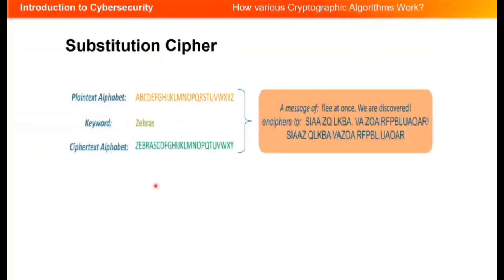This is an example of substitution ciphers. So we see the keyword ZEBRAS. We can see here there is a substitution using ZEBRAS, and it converts this message, "flee at once we are discovered," and then ciphers it to what we have right here.